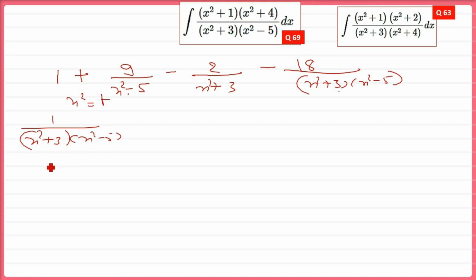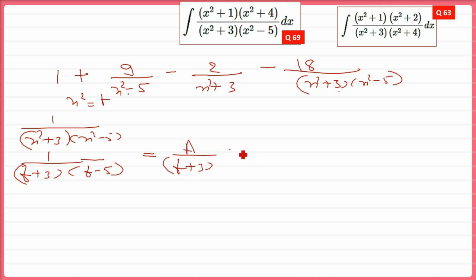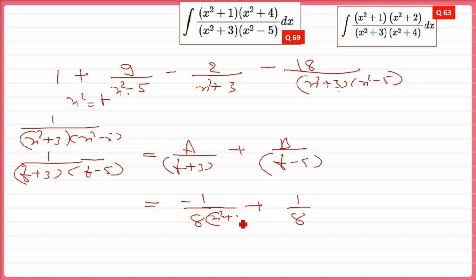That is, I am just doing it separately, x square plus 3 and x square minus 5 in the denominator. I am taking x square as t. It will be 1 by (t plus 3)(t minus 5). You can write it as a divided by t plus 3 plus b divided by t minus 5. I am not differentiating x square and t. I am just saying that I have taken an alias or different name for x square, which I am calling t, and a will come as negative 1 by 8, b will come as 1 by 8. You can do that. I know that you will be able to do that. I am just writing a and b after computation.